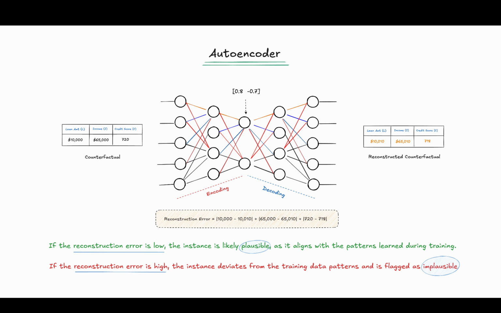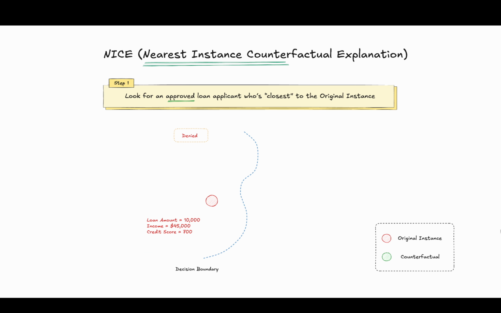which means it's implausible. Okay, so let's take a real world example to understand how a counterfactual method works. It is called NICE, Nearest Instance Counterfactual Explanation. The link to that paper can be found in the description, so feel free to check that out. Okay, so let's take this step by step and see how it works.